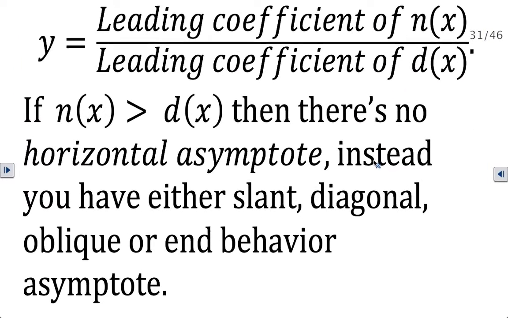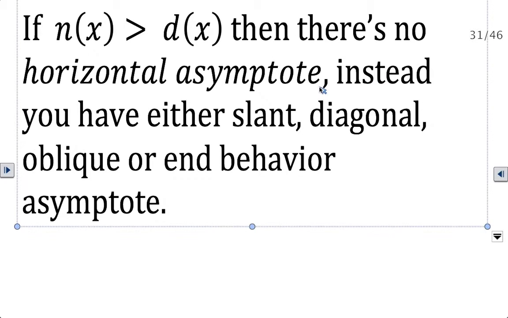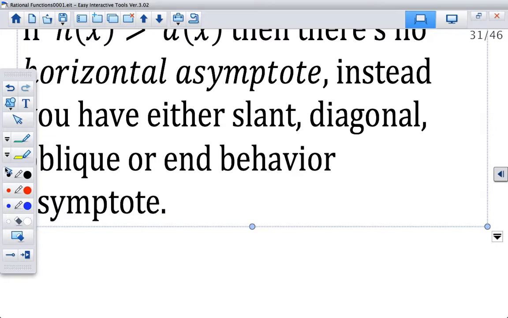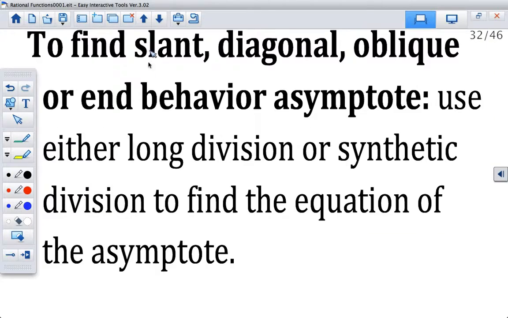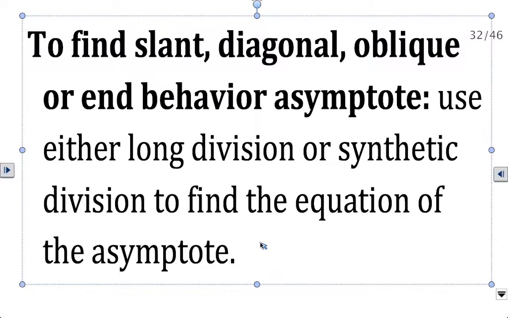Okay, and then if your numerator's degree is greater than the denominator's degree, then you do not have a horizontal asymptote, and instead you will have either slant, diagonal, oblique, or end behavior asymptote. Okay. And then to find your slant, diagonal, oblique, or end behavior asymptote, you're going to either use long division or synthetic division to find the equation of the asymptote.